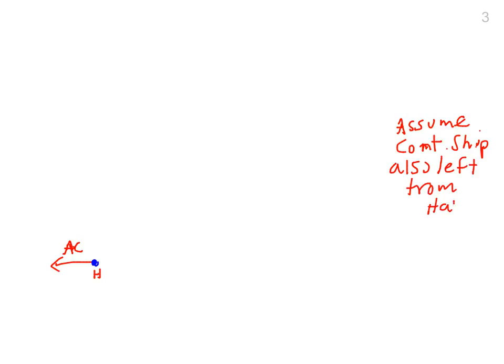Assume that the container ship also left from Hawaii. It doesn't say that, but we can assume that. Otherwise, we wouldn't be able to solve it. I guess in all these problems, they leave from the same place. But this time, they're going in the opposite direction. Container ship.